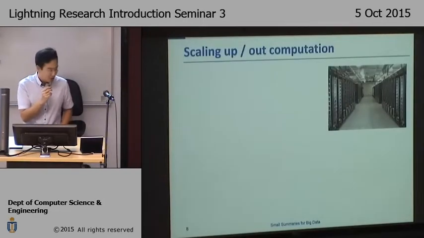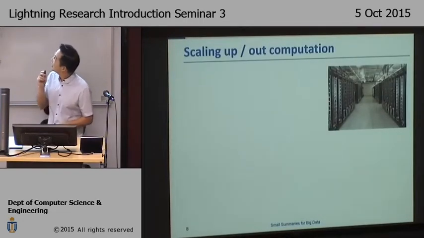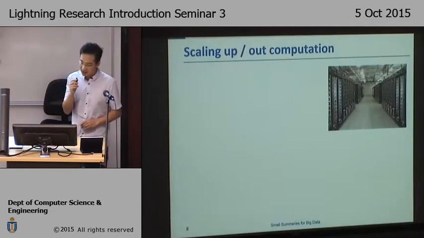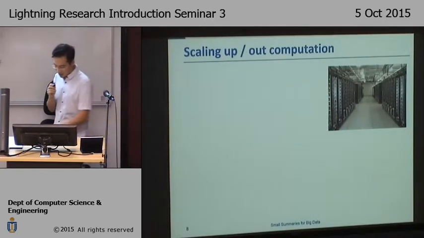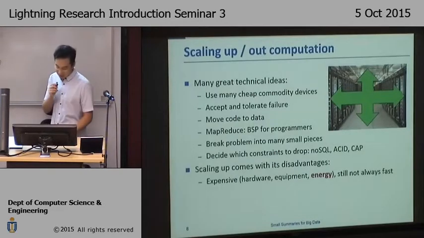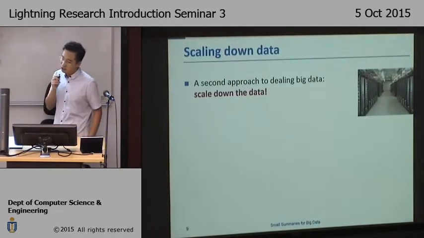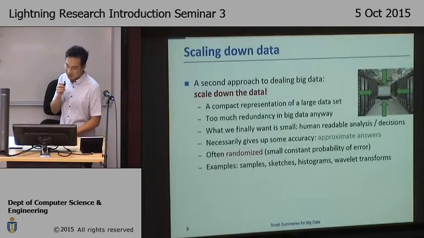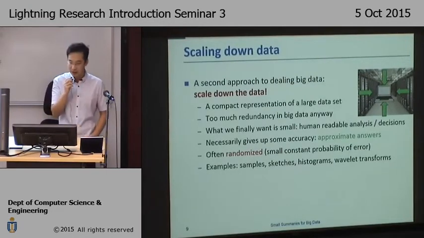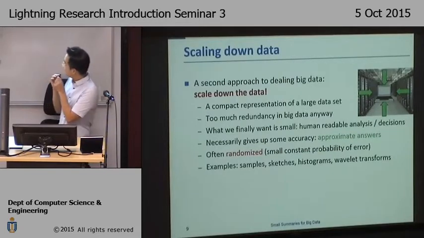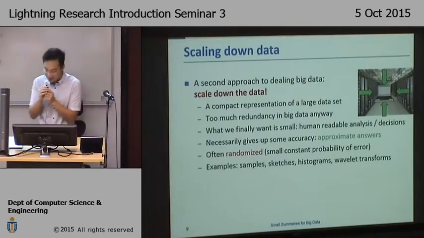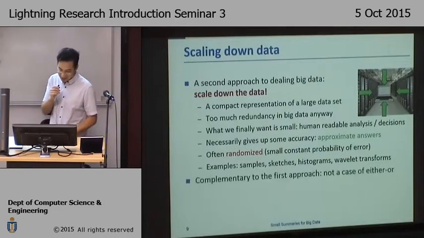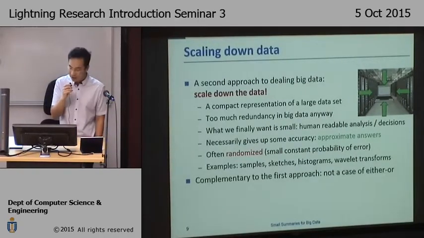In general, the main approach in dealing with big data is to scale up or scale out computation. And there are many great ideas in this area. However, my approach is the other direction, that is to make data small, namely scaling down data. Random sampling is, of course, one of the main approaches, but that's not the only one. We have many other techniques like sketching or data histogramming, and things like that. It is worth noting that this approach is complementary to the first approach, so we can actually use both for dealing with a given problem.